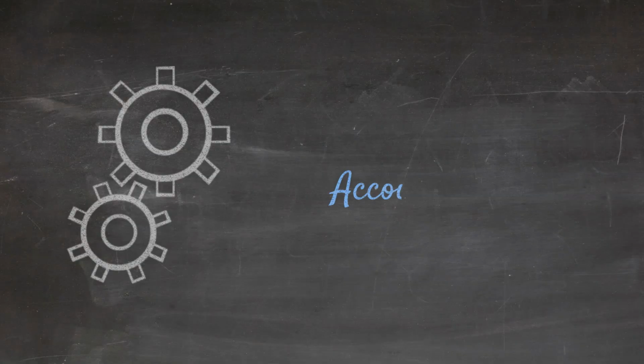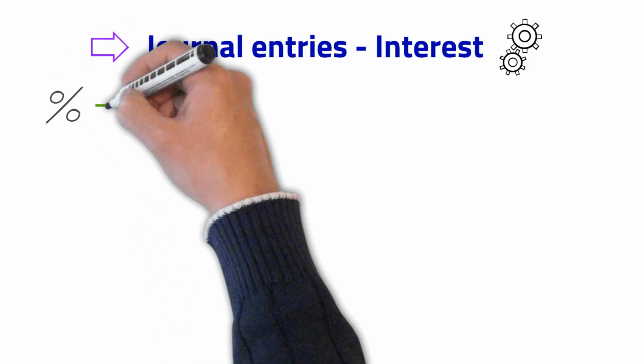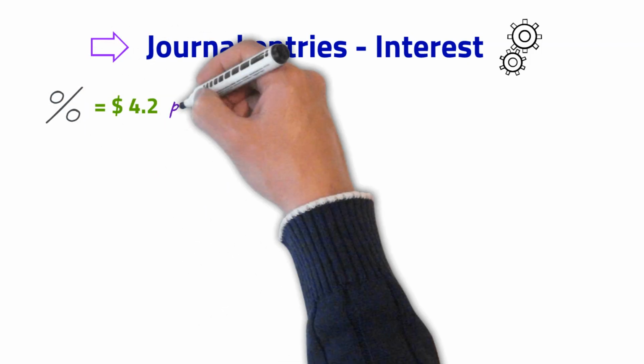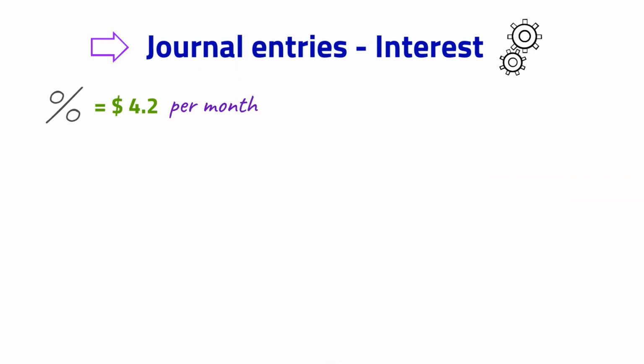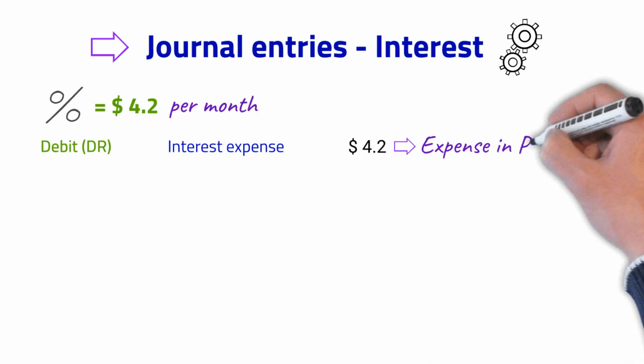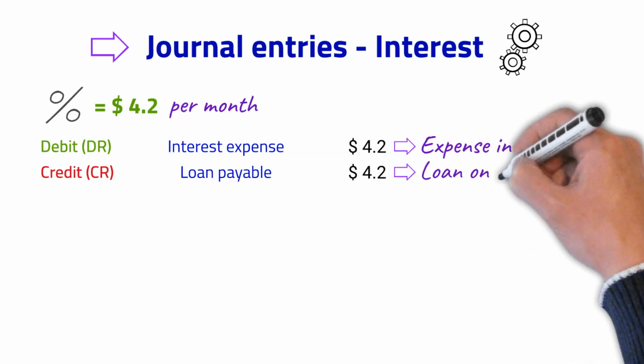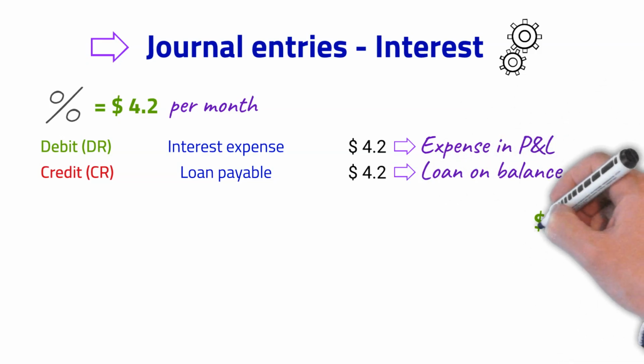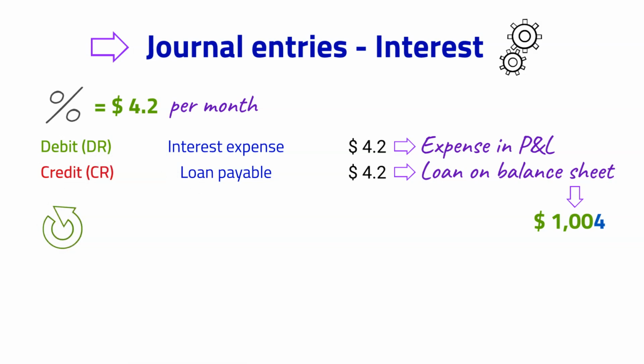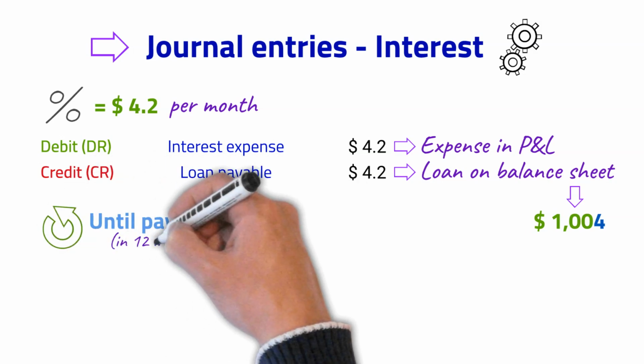Let's now look at accounting in detail. We have already received cash of $1,000 and recorded a loan payable. Now, every month we will calculate interest. If we don't pay it monthly, we accumulate it on a monthly basis. Debit interest expense 4.2, expense goes into P&L, credit loan payable 4.2. We increase the amount of the loan to $1,004. And we repeat this accrual until we actually pay the interest.